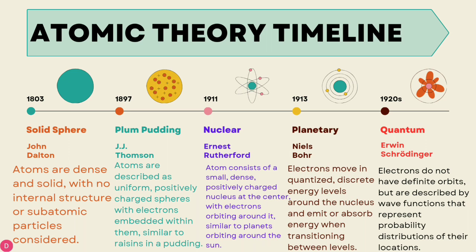1913, planetary model. This model was presented by Niels Bohr. Electrons move in quantized, discrete energy levels around the nucleus and emit or absorb energy when transitioning between levels.